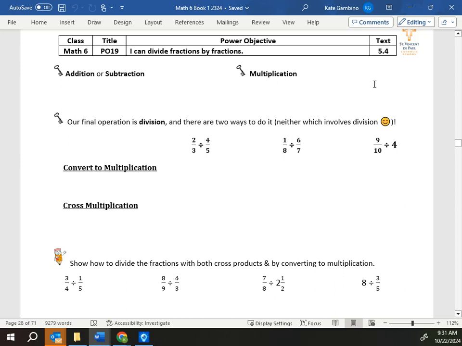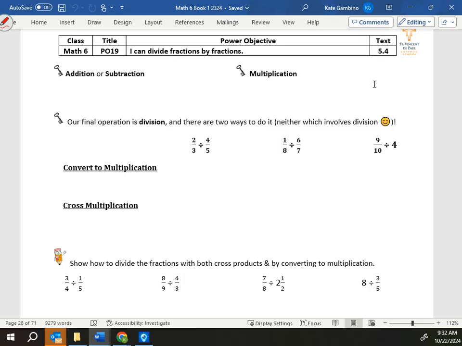Good morning. Today we are working on our last objective of this unit, PO19. I can divide fractions by fractions. So we worked with adding and subtracting fractions, multiplying fractions. Now we're talking about dividing fractions. So let's do a quick review.